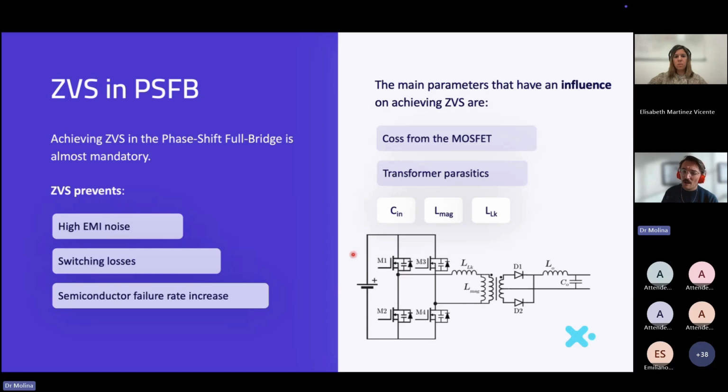Actually, there is a video from Sam Benjakov of this week talking about how to reduce the losses in the driving of a MOSFET. I really recommend that video. Maybe Ellie, you can put the video link in the chat for everyone to see, because it's very interesting to see how he explains how the parasitic capacitance works. He goes into very, very detailed explanations.